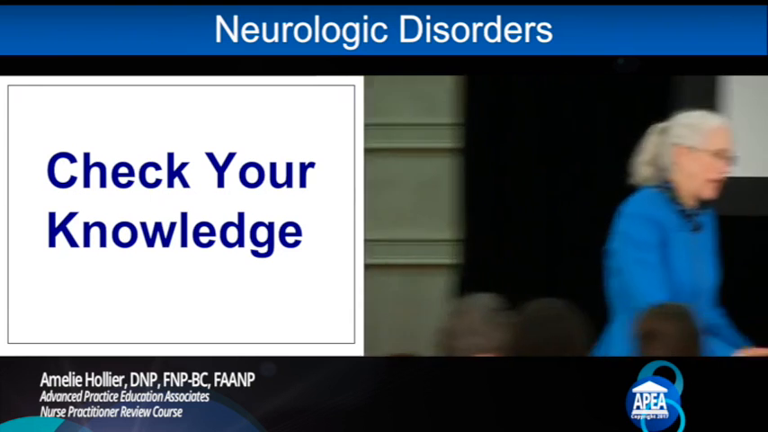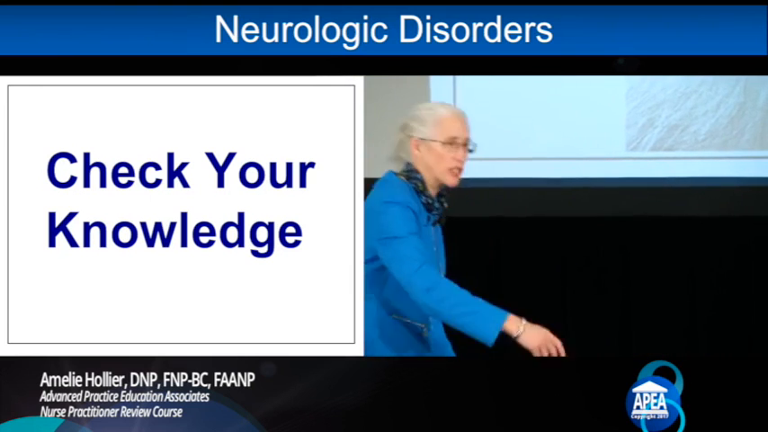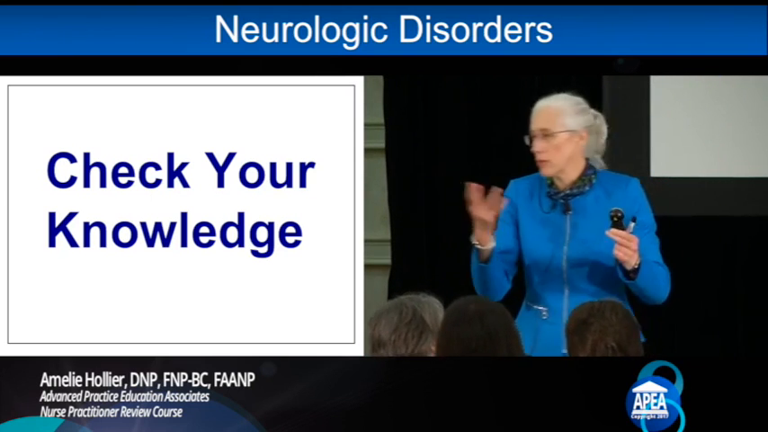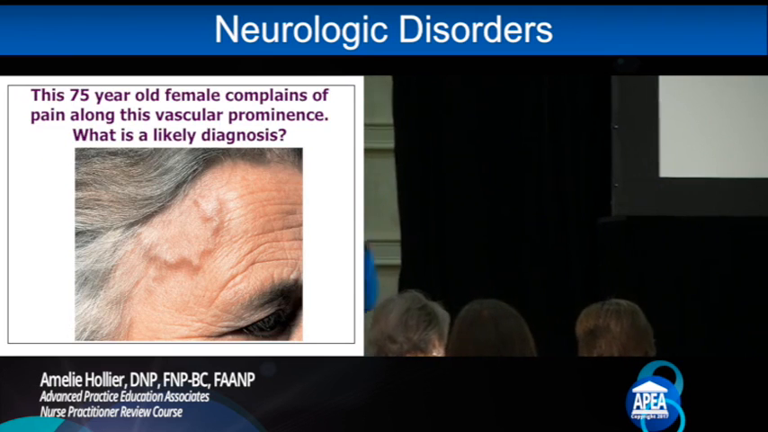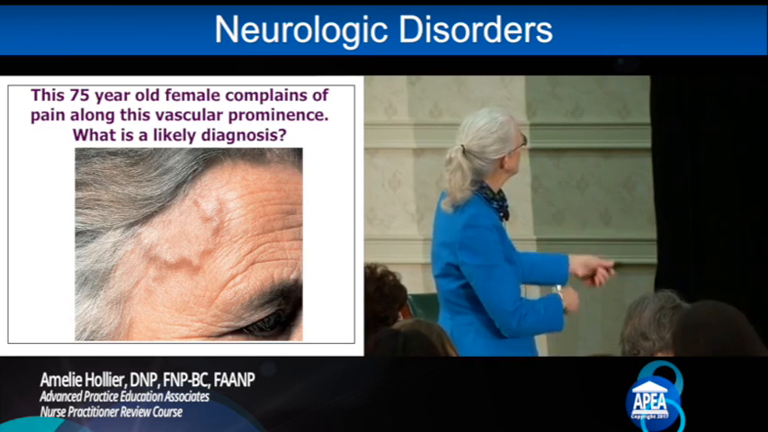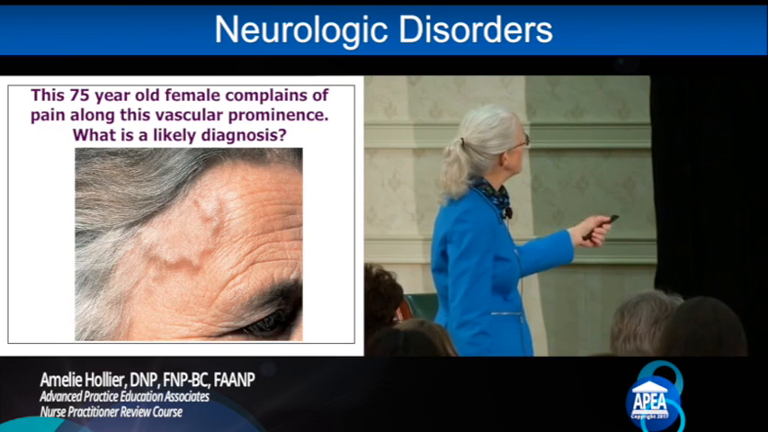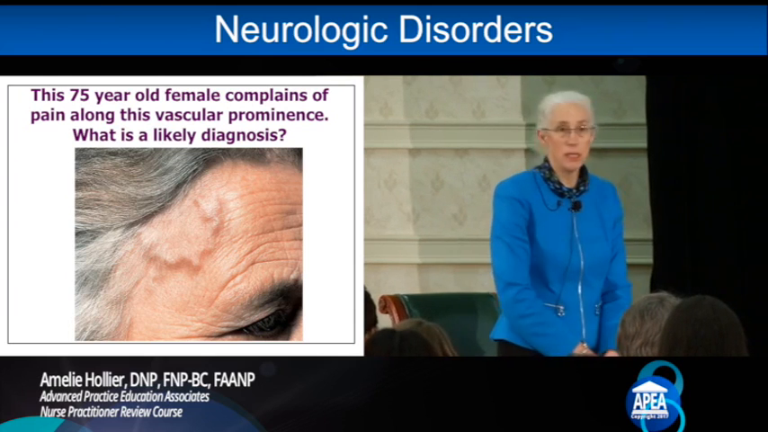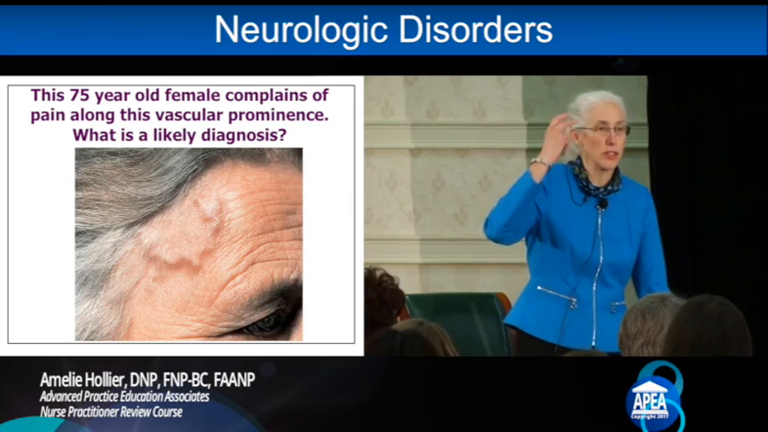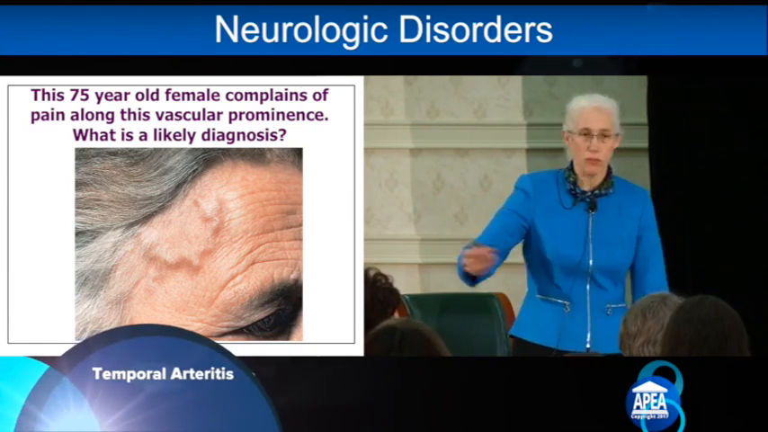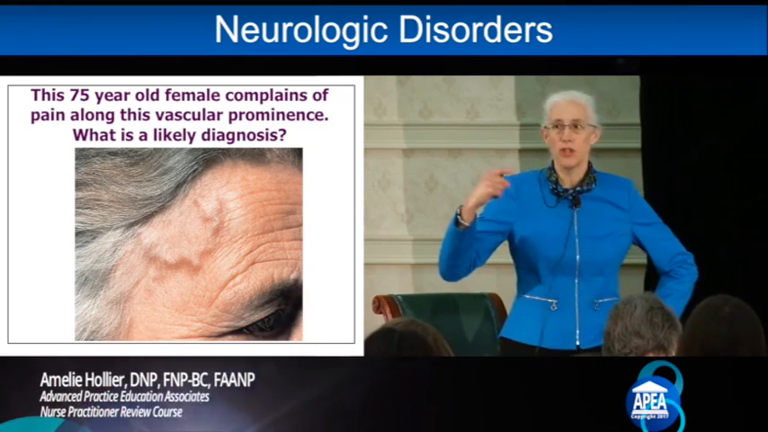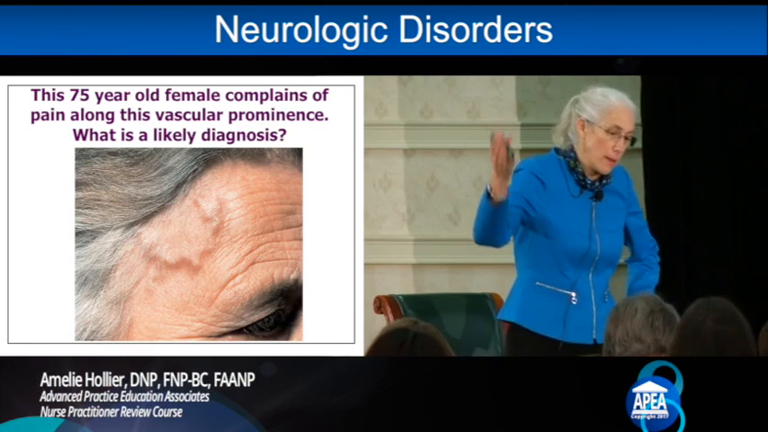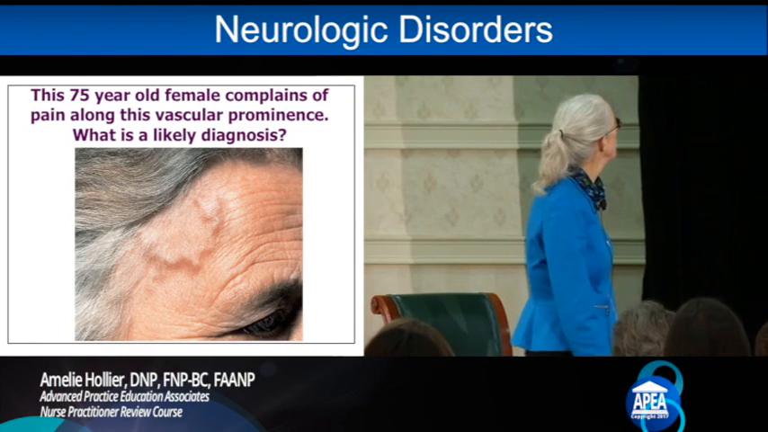You know that both exams have the potential, when you click next question, to pop up an image. And they'll show you a picture and they'll ask you a question about the picture. So let's pretend you just click next and this image pops up. And here's what you get. This 75-year-old female complains of pain along this vascular prominence. What are you thinking of? What's the likely diagnosis? Temporal arteritis, right? So temporal arteritis, an inflammation of the temporal artery, diagnosed with a temporal artery biopsy, always referred.